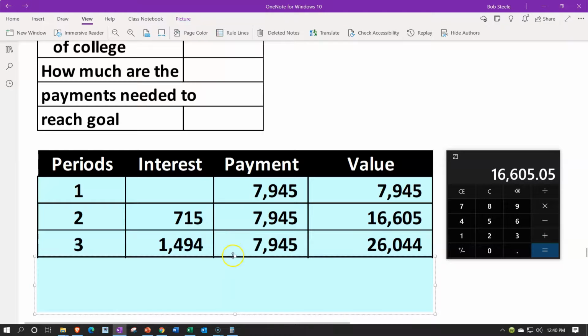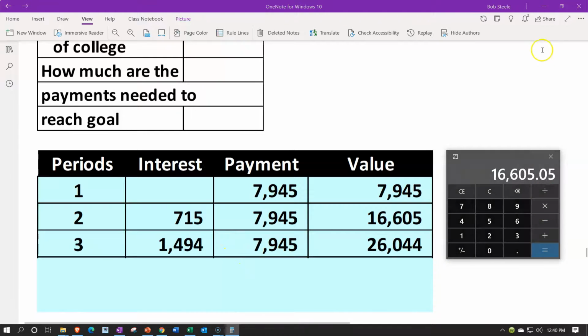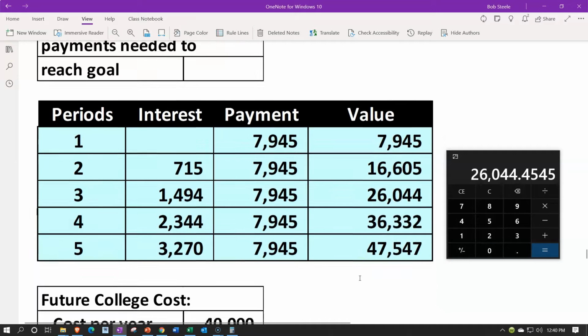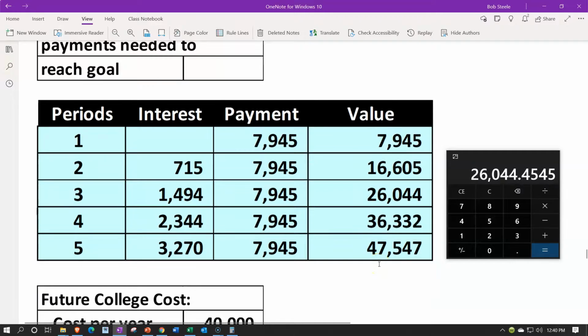And then in period 3, if I take that amount times 0.09, we get the 1494 plus, if I put in another 7945 plus the prior balance 16605, we get to the 2644 and so on till we get to the ending balance, that 47,547. That then, of course, is the amount that we wanted to get to, that's our shortfall that we were aiming at.